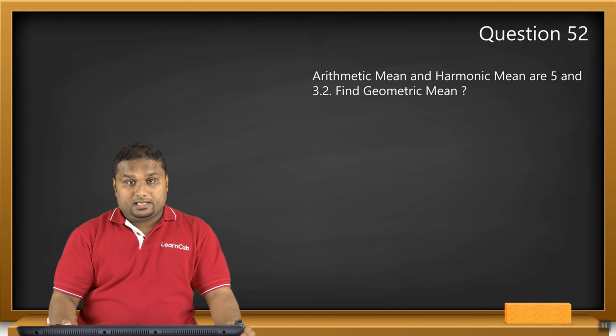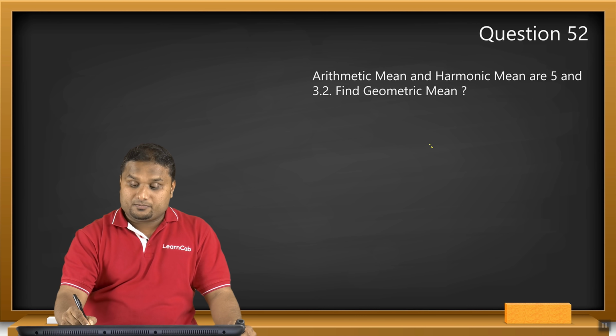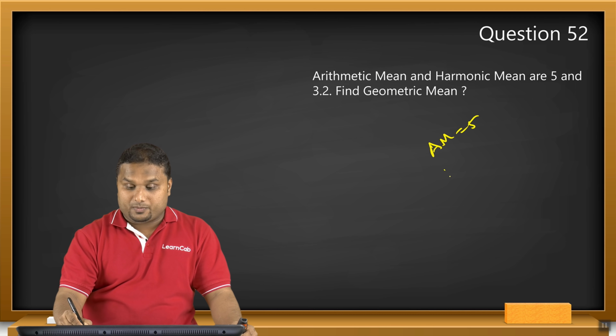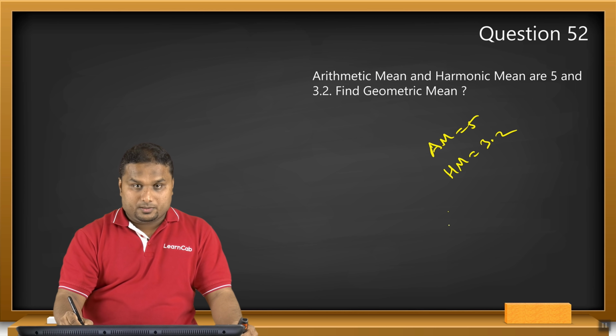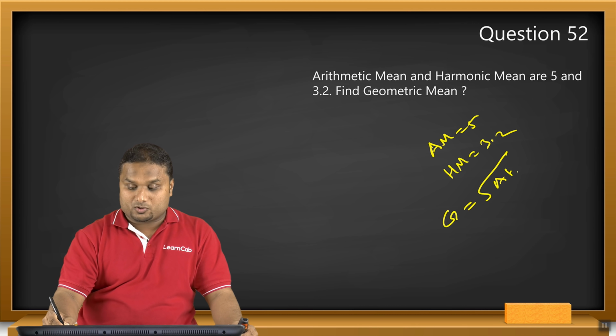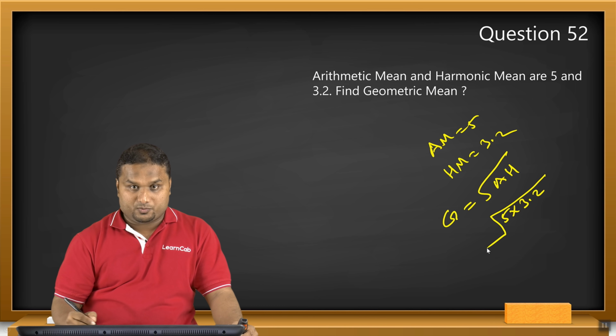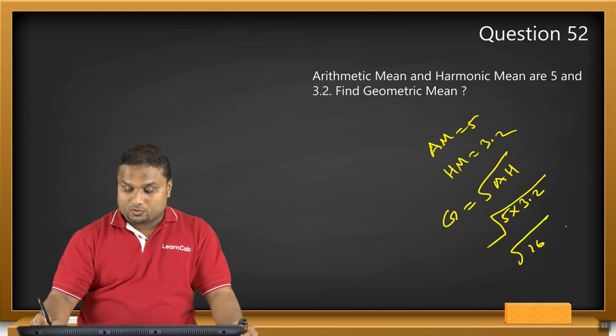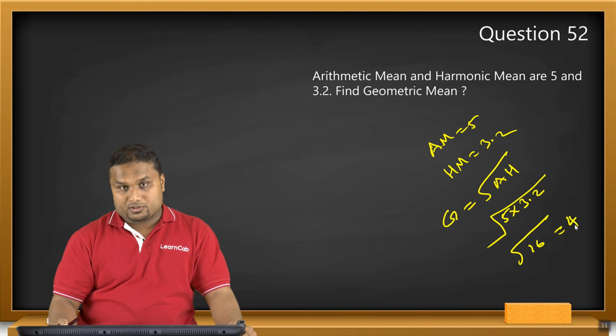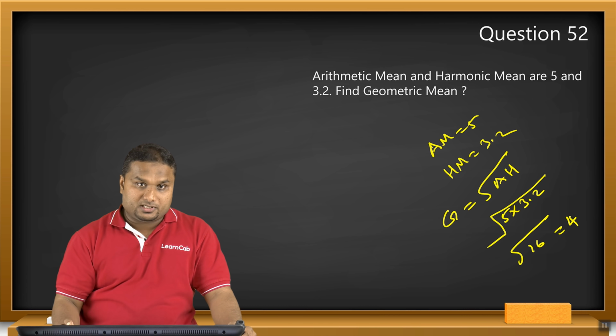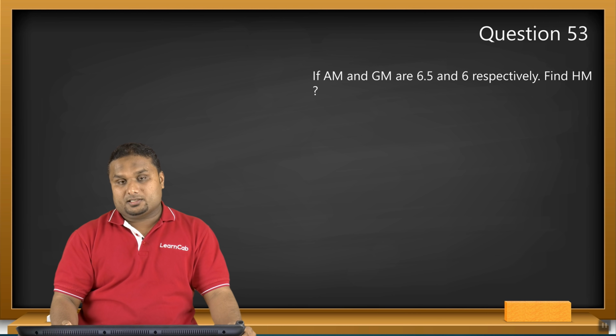Let's see the question. This question appeared more than 3 times in your exam. Arithmetic mean and harmonic mean are 5 and 3.2. Find the geometric mean. AM is 5, HM is 3.2, and GM equals root of AH, that is root of 5 into 3.2. 5 into 3.2 is 16, root of 16 equals 4. This question is there in set B of measures of central tendency, but it appeared more than 3 times in your exam. So the answer of this question is 4.